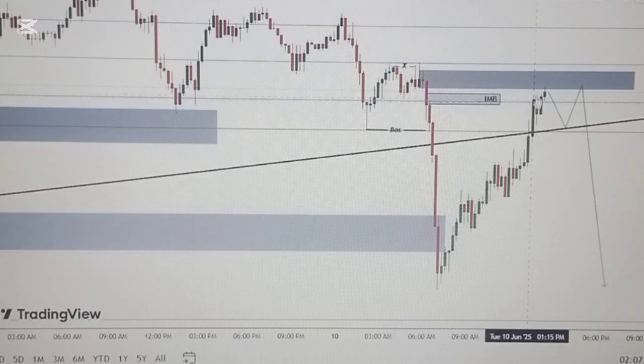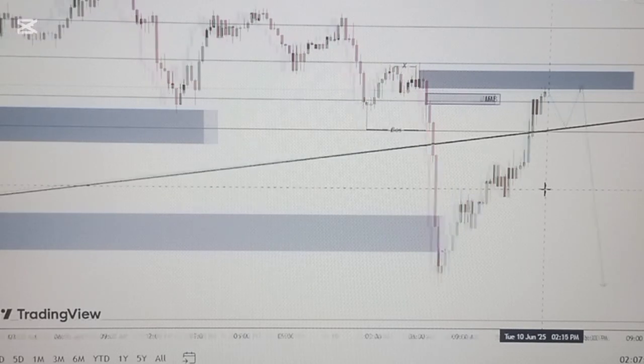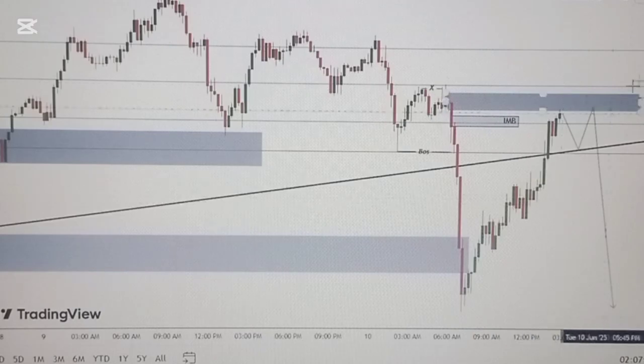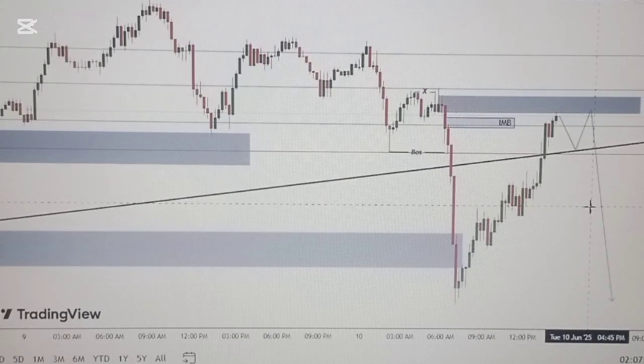So I don't know. If it gives us a clear confirmation, then we are good to go. If there's no confirmation, then we allow the market to do what it is. After I made profit this morning, which you saw on my screen at the first place.